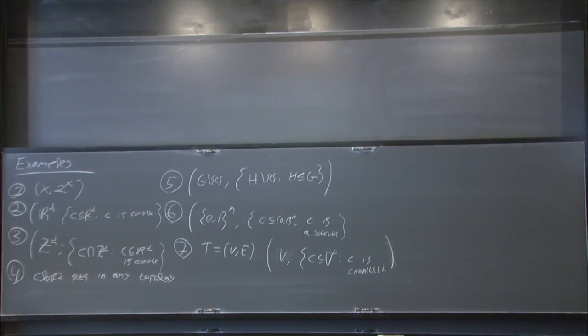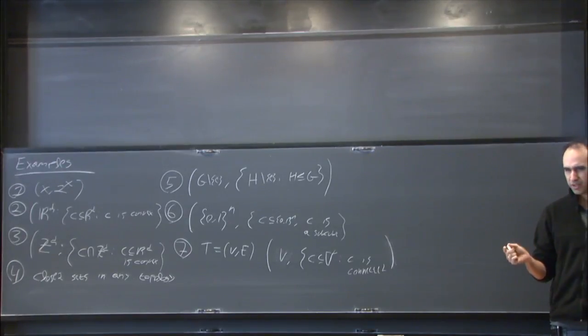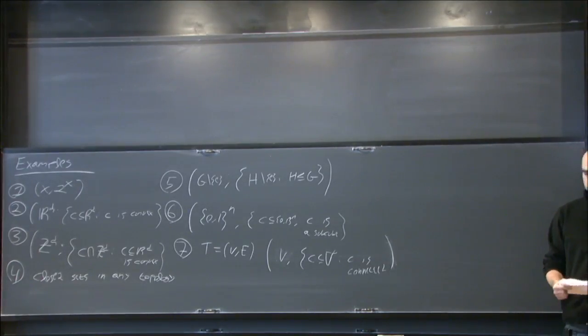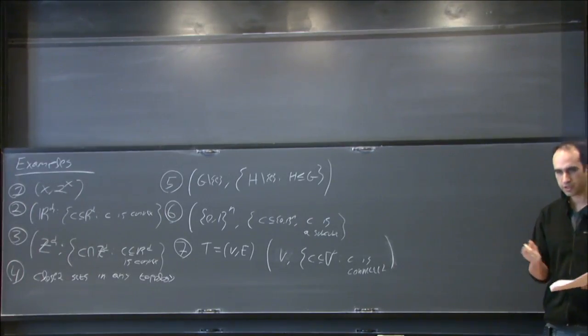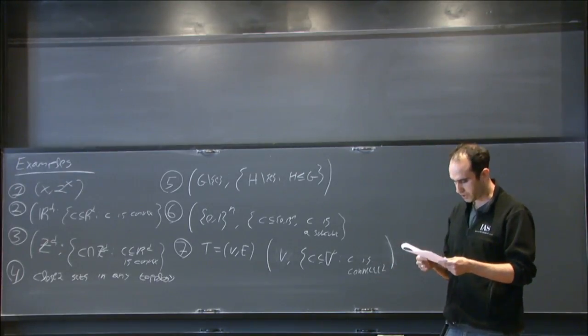And Klee is also the one who provided, with Minty, the example where the simplex method can take exponentially many steps. So he gave a polytope. Yeah, Klee and Minty. So this is Klee and the other co-author is Minty. This is also from '63.